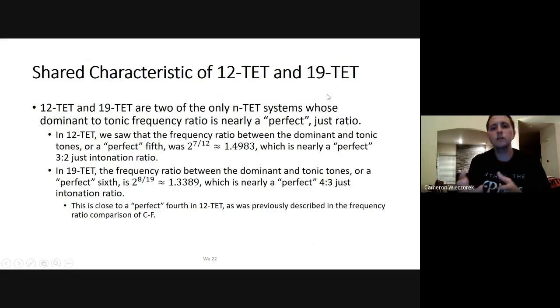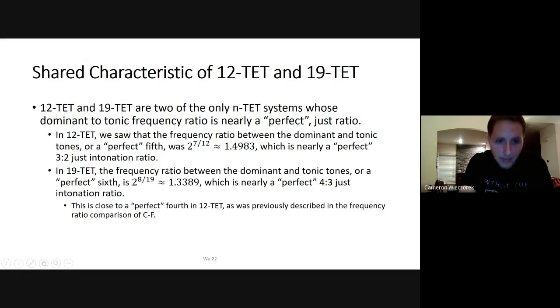So what are some of the commonalities or shared characteristics between the 12-tone system and the 19-tone system? They are two of the only n-TET systems whose dominant to tonic frequency ratio is nearly a perfect just ratio. What I mean by that is in the 12-tone system, we saw the frequency ratio between dominant and tonic was close to a perfect fifth. It was 2 to the 7/12, which was about 1.498, nearly 1.5, nearly the 3 to 2 just intonation ratio.